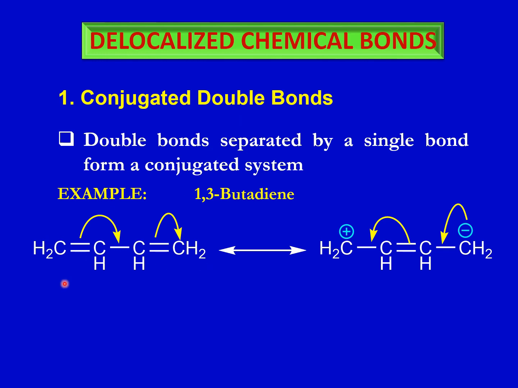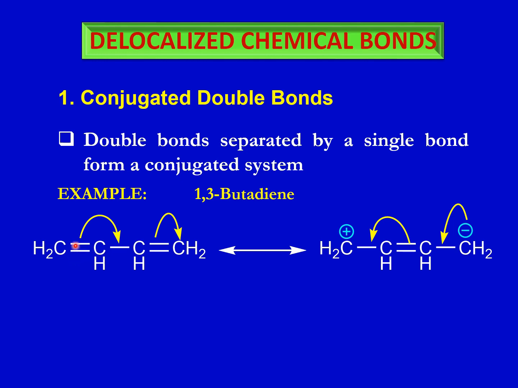This is a molecule of 1,3-butadiene. You see a CH2 double bonded with a CH, then another CH, and then a double bond, and finally a CH2. So you can see that alternate double and single bond system. When you have two double bonds separated by a single bond, we say that the system is conjugated. So 1,3-butadiene has a conjugated double bond system.